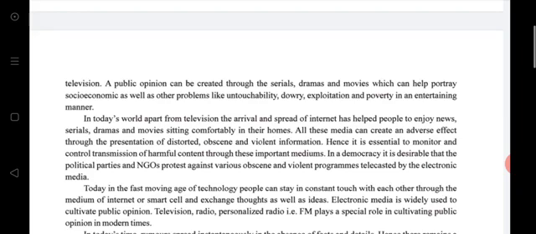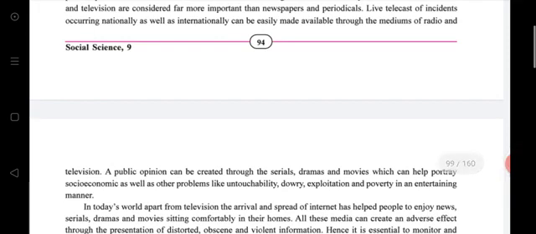For example, any story related to untouchability and dowry given in the newspaper, but all the people do not read the newspaper, so that is not an effective media. But through serials or dramas or movies, we can easily make that information and our message available and provide that message to the public, and it is effective, okay.